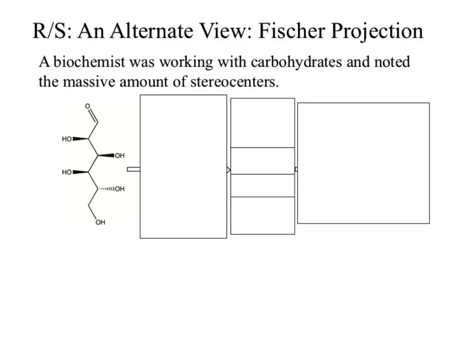So, are there other ways that we can visualize R and S? Yes. If you move into biochemistry, you'll probably encounter something along the lines of Fischer projections. And they may not actually call them Fischer projections, but that's what they are. A biochemist working with carbohydrates noted that when we look at carbohydrates, there's a lot of stereocenters. That means doing lots of R and S calculations, spins, flips, and rotations, and that sucks to deal with.